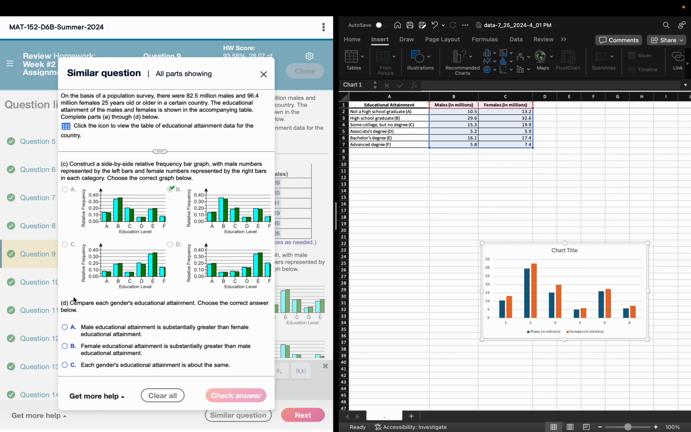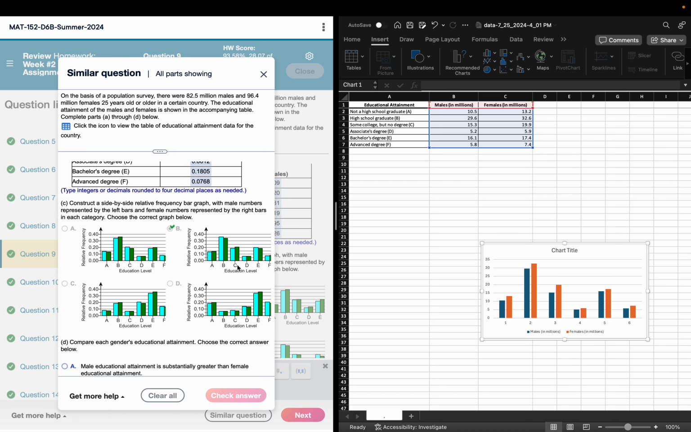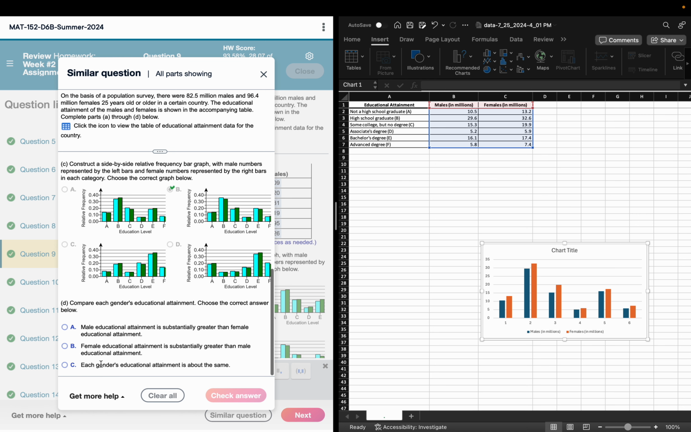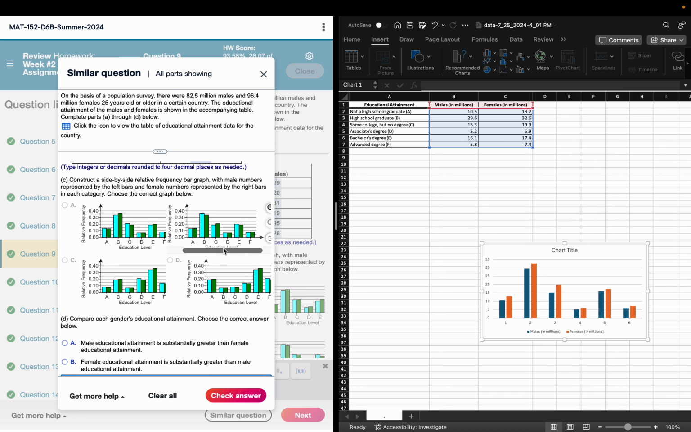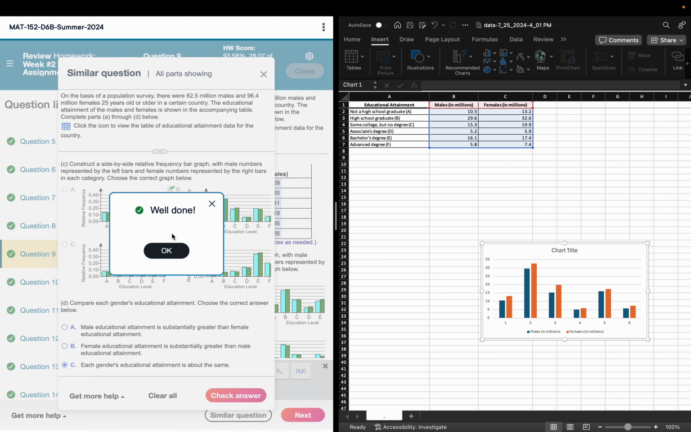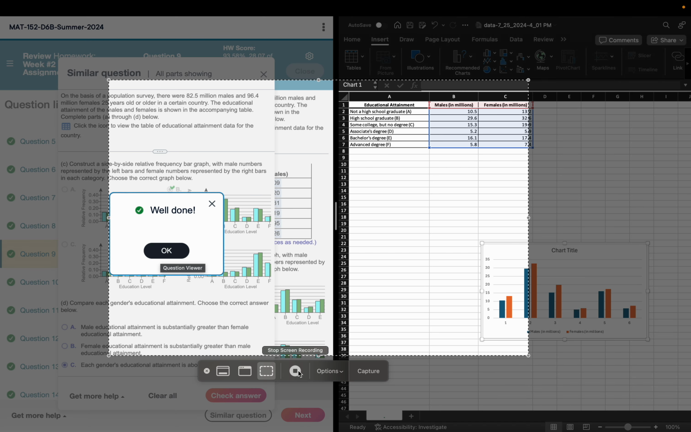So, D. Compare each gender's educational attainment. Choose the correct answer below. From the look of it, they're pretty hand in hand. So you'll say that each gender's educational attainment is about the same. Except generally, the girls seem to be a little higher than the boys. Actually, that's not true. It's varied. It's about the same. And yeah, there you go. So that's that problem done. And yeah, that's all.